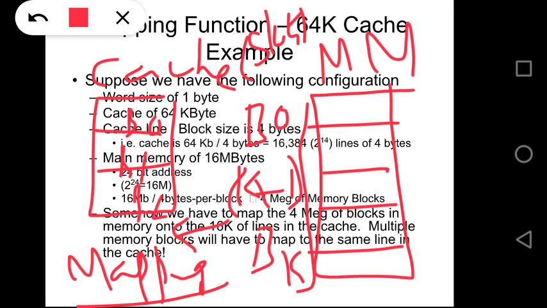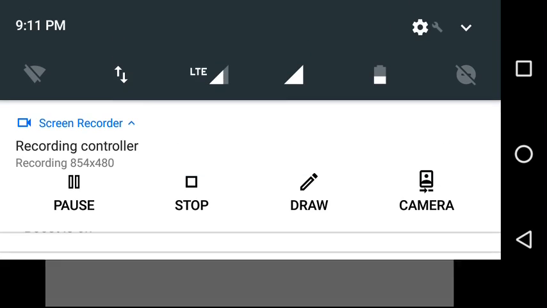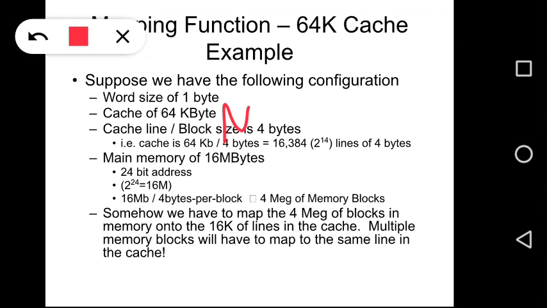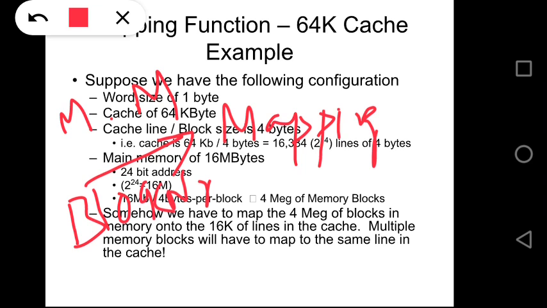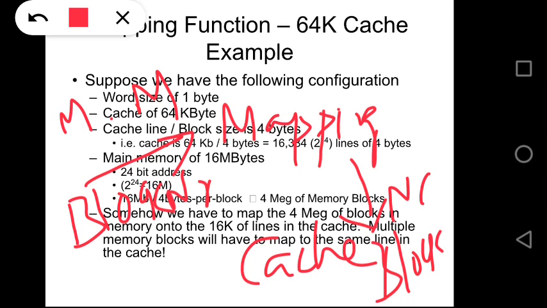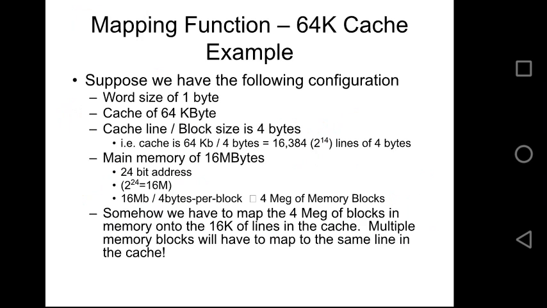So mapping is the process of converting or translating the main memory block number to cache block number. Mapping is nothing but a conversion which takes input main memory block number and converts it into cache block number. So this is about mapping, and there are various techniques for mapping.